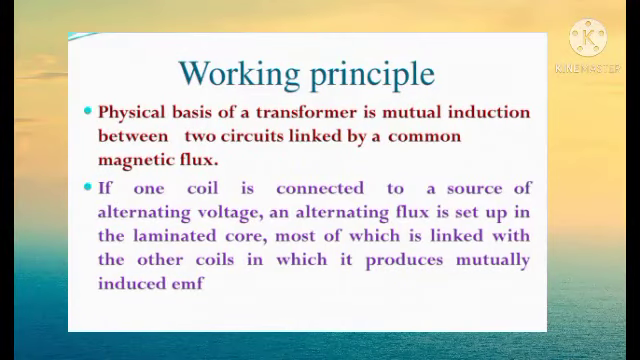What is the working principle of a transformer? The physical basis of a transformer is mutual induction between two circuits linked by a common magnetic flux. The transformer works on mutual induction. If one coil is connected to a source of alternating voltage, an alternating flux is set up in the laminated core, most of which is linked with the other coil, in which it produces a mutually induced EMF.